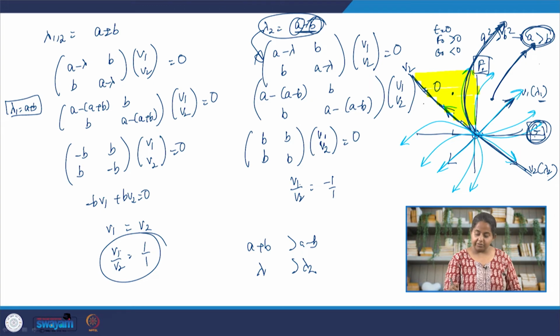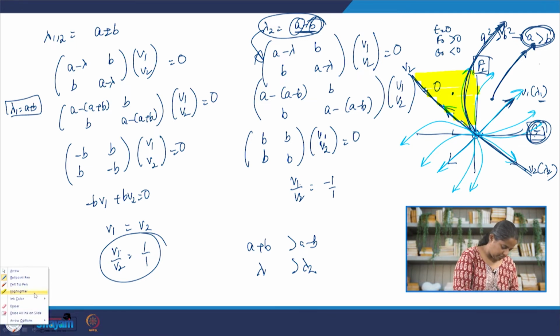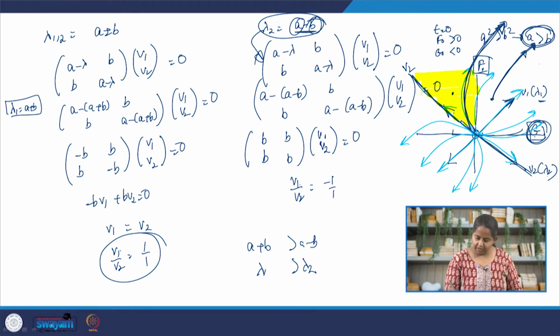Now let's see what happens if the initial point is below this vector V2. So I'm going to highlight that place first. Let's use another color. So we are dealing with this situation. They're starting here. So let's say this is the initial point. It is starting in the green highlighted portion of the phase portrait.